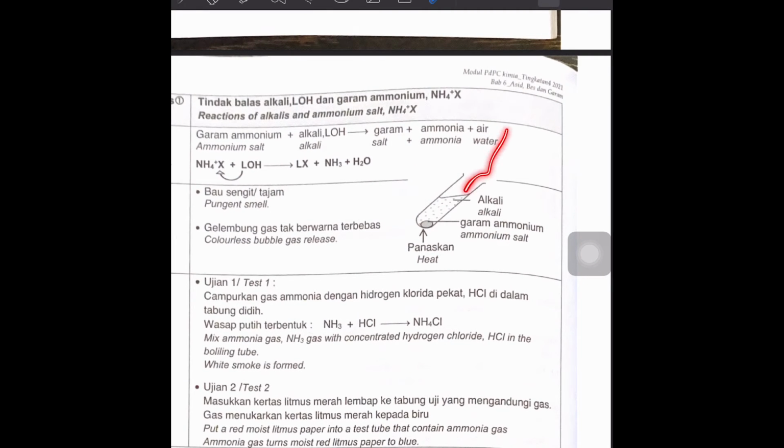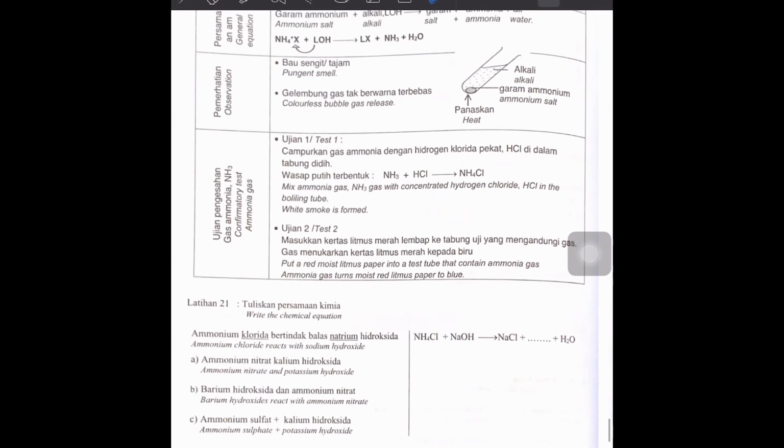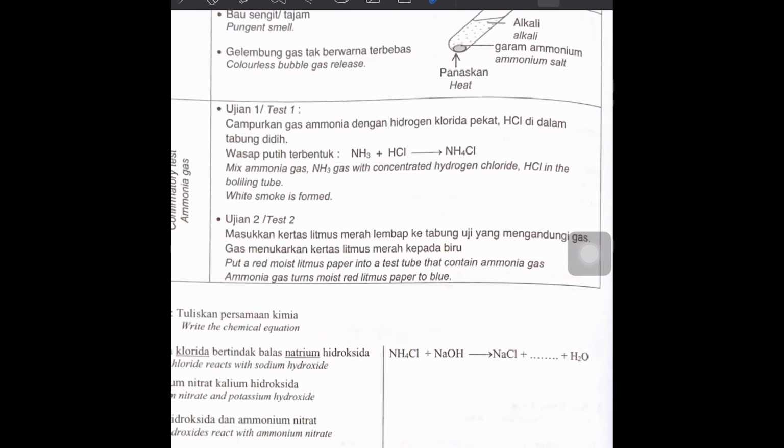Dan kamu akan terhidu bau yang tajam tu. Itu ammonia lah tu. So, ujian pengesahan. How to confirm that the gas release adalah ammonia? Okay, test number 1. Mix ammonia gas with the concentrated hydrogen chloride in the boiling tube.